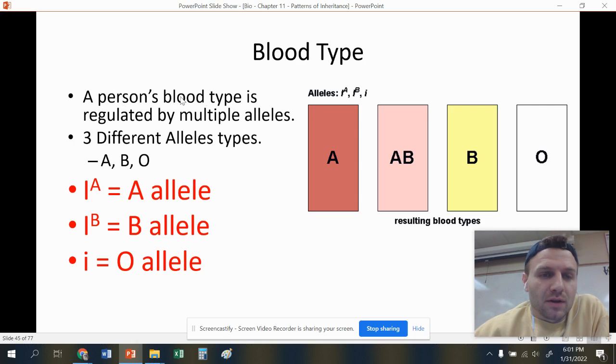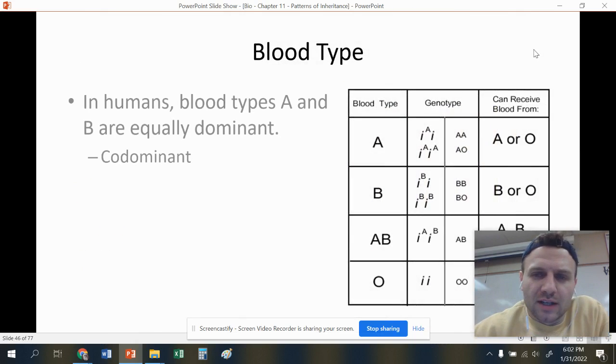But a person's blood type is represented by something called multiple alleles, so you have multiple, not just one or two. And it's also codominant. So you can see we have three different alleles, A, B, and O. Now, usually I write this as capital I^A, capital I^B, and i for the three alleles. But in biology, we just do the ABO blood system. It's a little bit easier for us to recognize.